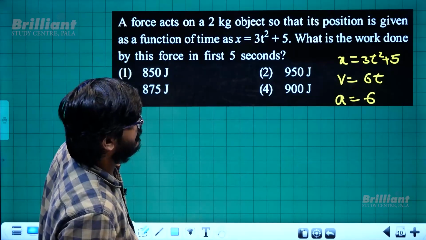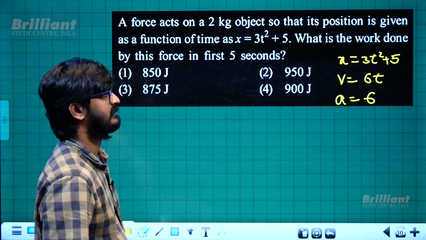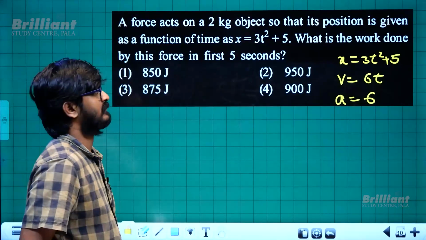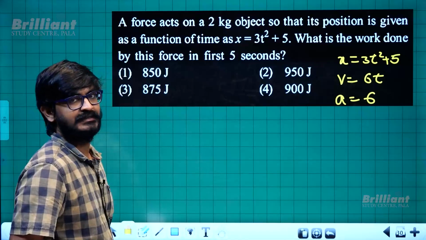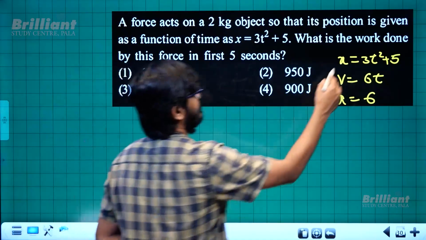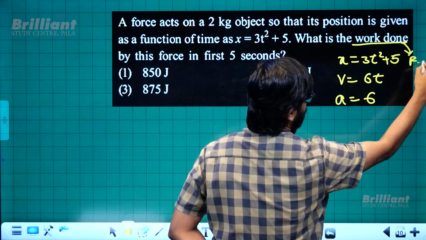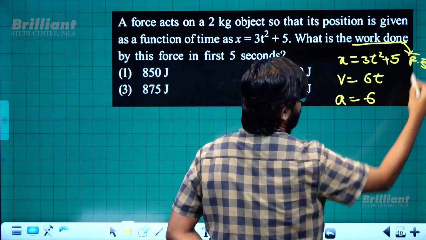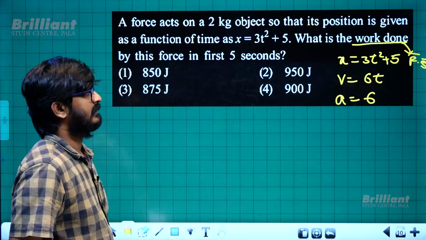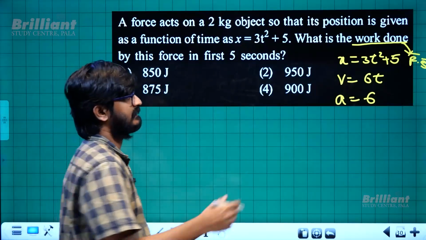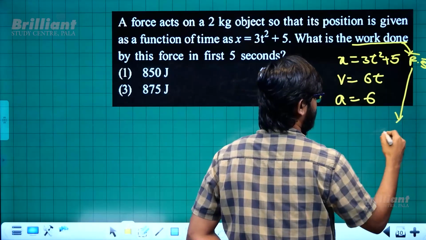I know force and I can find displacement and I can multiply force with displacement. But that's going to be a lengthy process because work done is same as kinetic energy, right? So they are asking work done. If you want to directly find work done, force is constant, so I can say F into S directly, right? But that's going to be a lengthy process. I can say that same work done will be same as change in kinetic energy.